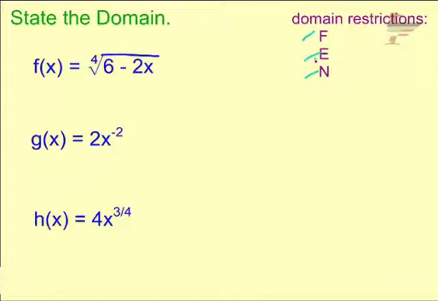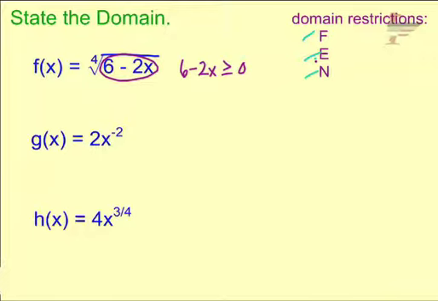So when we take the even root of x, this whole thing can't be negative. Whatever x is, when we plug it in, we can't get that negative number. So 6 minus 2x, to say that it can't be negative, we're going to say it has to be greater than or equal to 0.